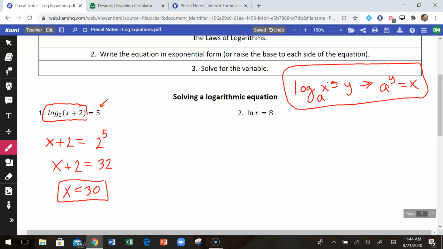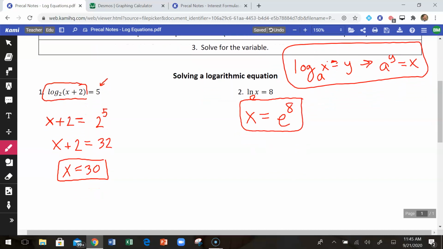Natural log of x equals 8. Remember, natural log is log base e. So all I have to do here is say that the stuff on the inside, understanding that my base here is e, means that I have x equals e to the power 8. You could use a calculator to evaluate e to the 8th. I'm just going to leave that as e to the 8th. It's more accurate than any decimal I could give you.